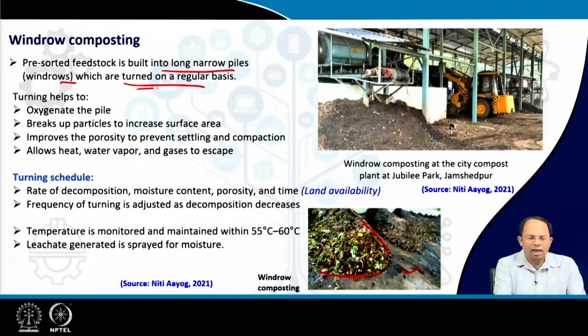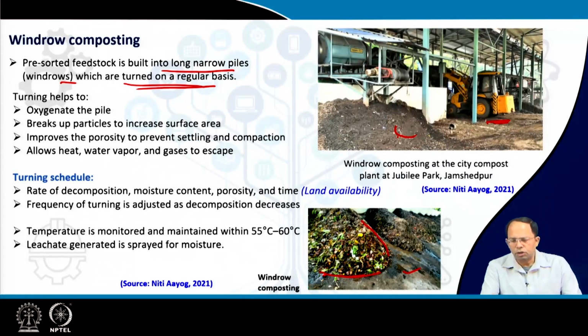We have to turn the windrows on a regular basis. As you can see, we use different kinds of machines for that, like these bucket loaders. The bucket loaders can lift the garbage, lift the compost or that organic matter, and then make it into this form of a pile. Or there is something called a turning machine, which I will show you an image of. Those kinds of machines can also be utilized, which can keep on mixing the garbage piles. This is how windrow composting is done at the city compost plant at Jubilee Park in Jamshedpur. This is how the composting plant looks like.